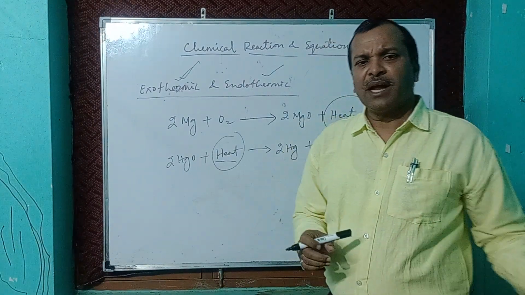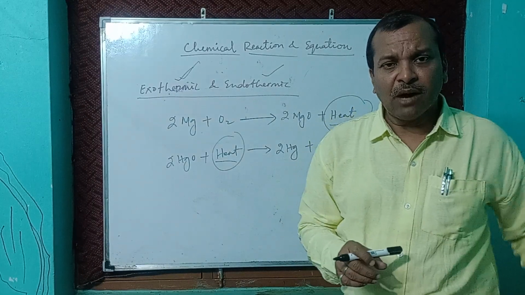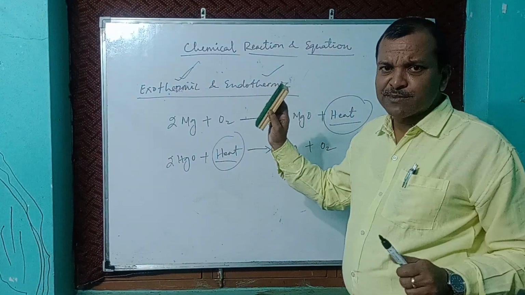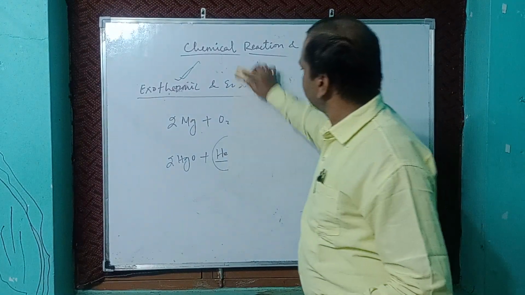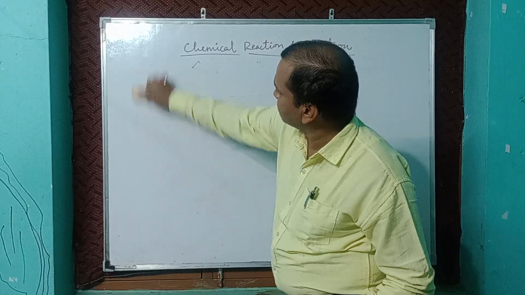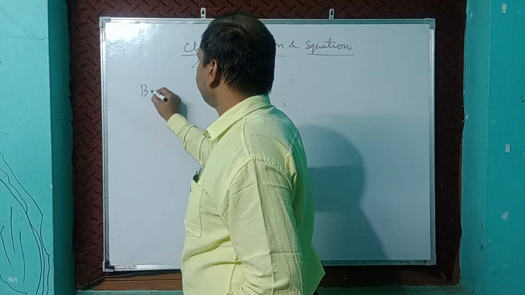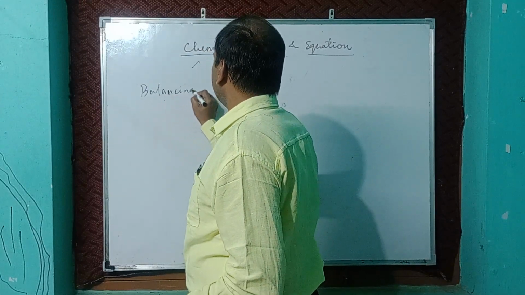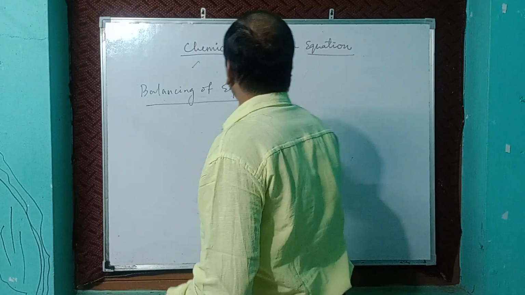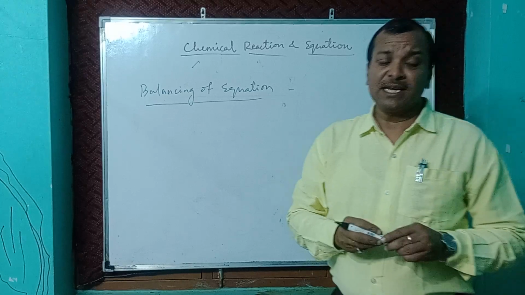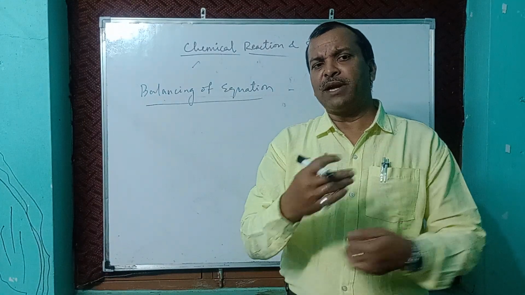Clear? Now at last we will discuss how to balance an equation. These are the types of reactions, 5 types. The next and last one we will discuss, and we will conclude with that, is balancing of equations. Balancing means what? In balancing of equations, generally it is a trial and error method. Trial and error method means we have to go on and on and on.